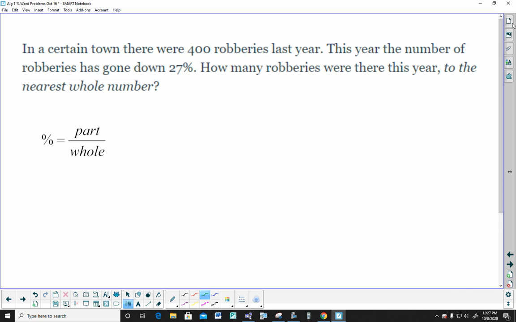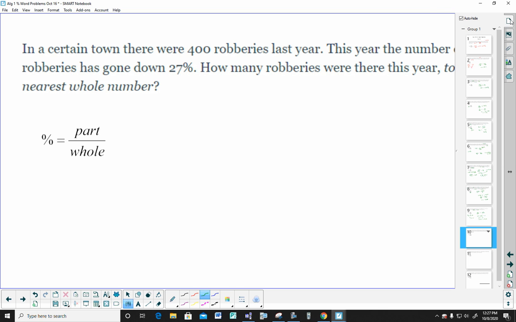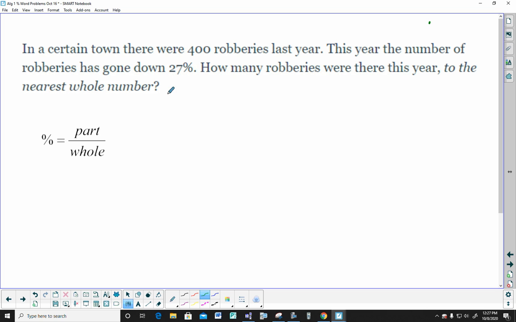Okay, where are we? We've got 3 more to go. All right, hang tight. We can get there. In a certain town, there were 400 robberies last year. This year, the number of robberies has gone down 27%. How many robberies were there this year? Okay. So there were 400, so that's the whole. They tell you they've gone down 27%. So you've had a decrease of 27%.